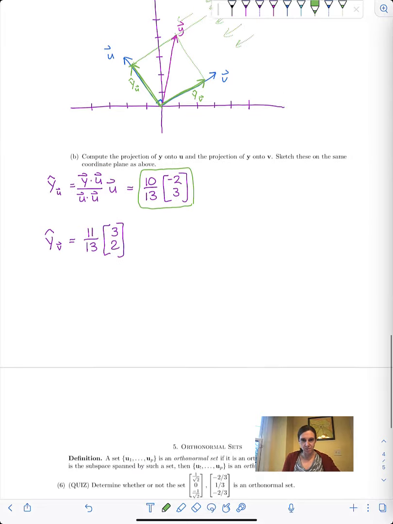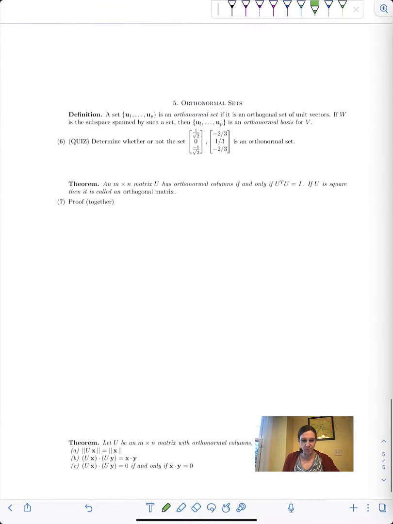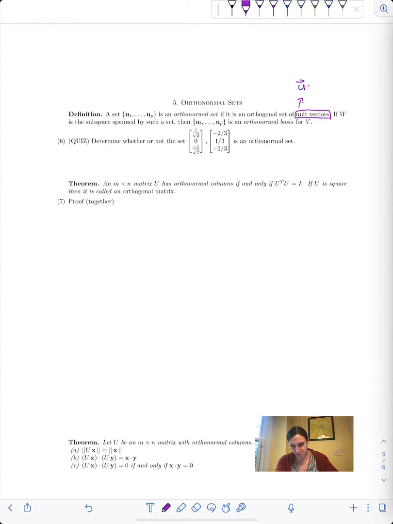Okay, so our last new concept is something called orthonormal sets. A set is orthonormal if it's a set of unit vectors. And remember, a unit vector means that its dot product with itself is 1. So let me just write that as u dot u equals 1.